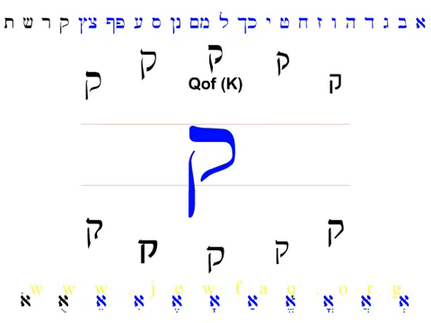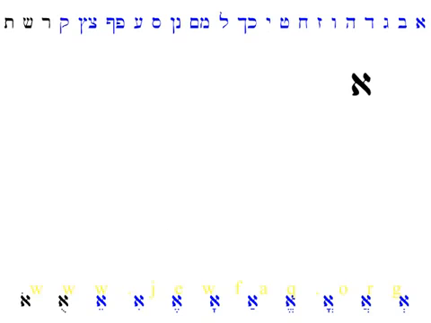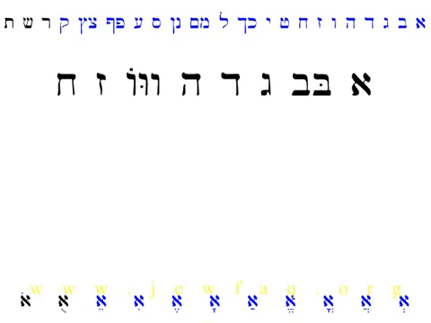Kuf kind of looks like a final form because it extends below the baseline, but actually kuf can appear anywhere in a word. Kuf is the only non-final letter that extends this far below the baseline. Kuf is the first letter in the word kadosh, which means holy. Kuf, kametz, dalet, cholam vav, and we haven't seen that one yet, but really there's not much left. We'll get to that one soon. Ka-dosh, kadosh.